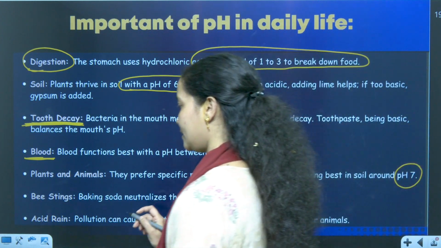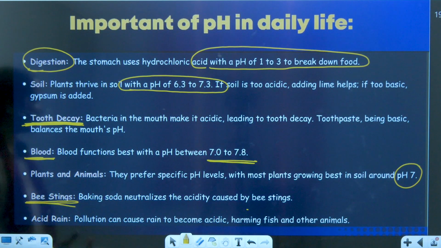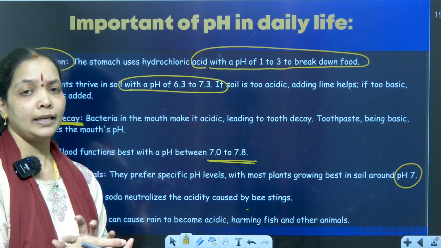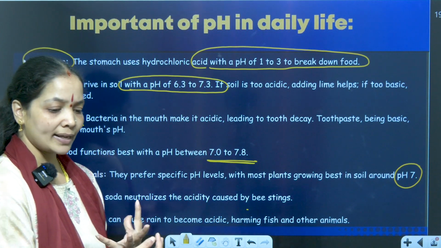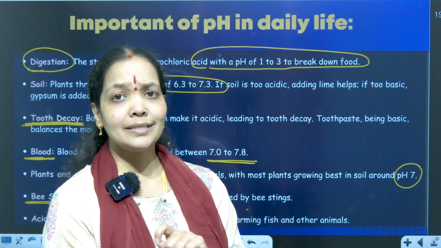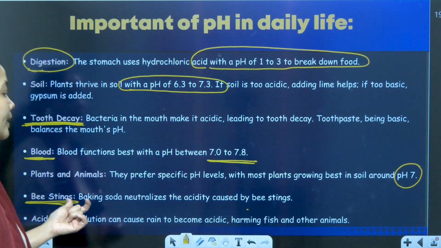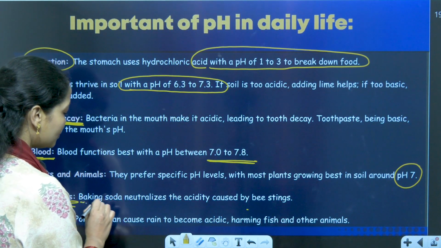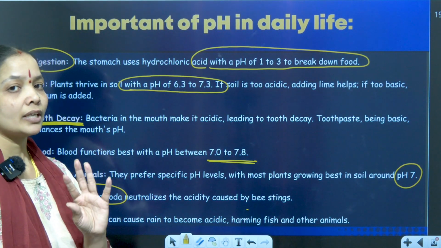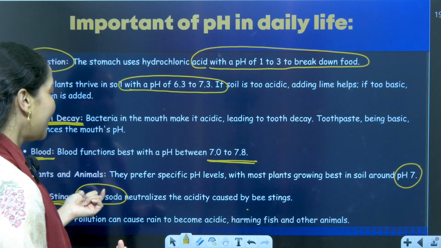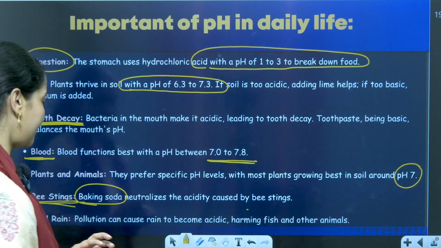Next is bee sting. What is a bee sting? Whenever a honeybee bites you, you see that your hand starts burning. Why is it happening? Because it is liberating an acid. When it liberates an acid, it can be neutralized by using a base called baking soda. So bee stings are acidic in behavior, and in order to neutralize them, we use baking soda, which equalizes the acidic component liberated by the bee sting.